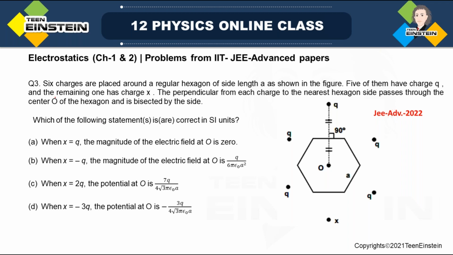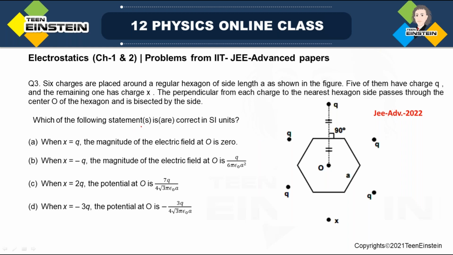So one place you see, and the remaining place has charge X. You don't know that. The perpendicular from each charge to the nearest hexagon side passes through the center of the hexagon and is bisected by the side. That means if I draw a perpendicular up to O, then this perpendicular is bisected. If the total is 2L, then here it will be L, and here it will be L. Okay, it is bisected, right? So this is one point.